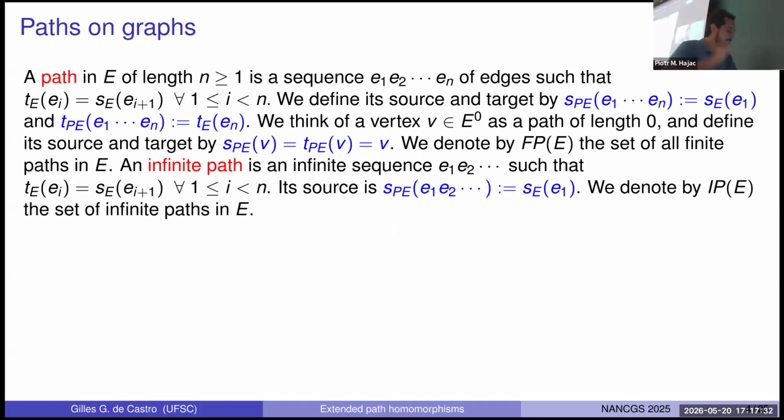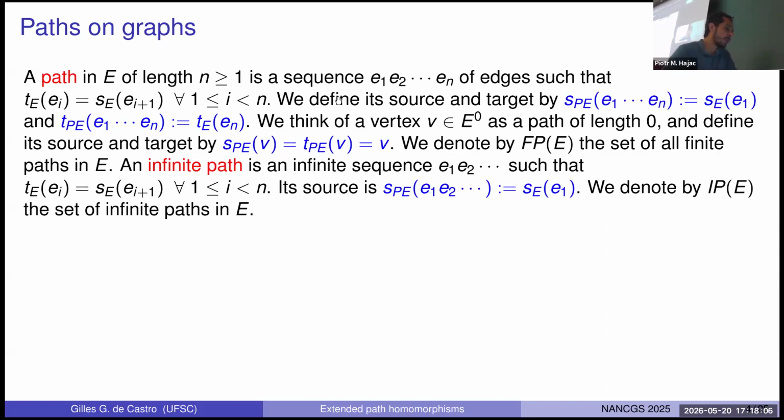Another thing that's very common for graphs is the notion of paths. I already talked about these paths of length 0 and paths of length 1, which are the vertices and edges. But in general, for a positive integer n, a path is just a sequence of edges. The convention that we are using is that the target of one edge is the source of the following edge, so the target of e_i is the source of e_{i+1}. There is the other convention, but I'm going to use this one.